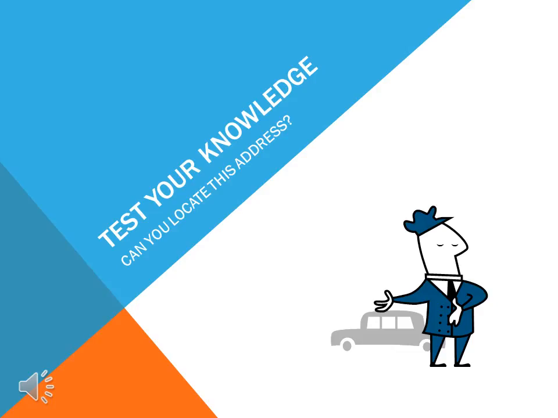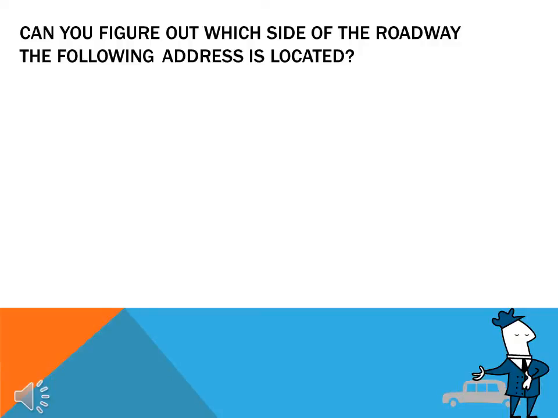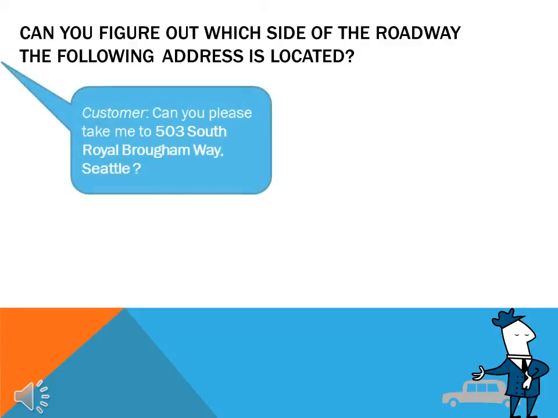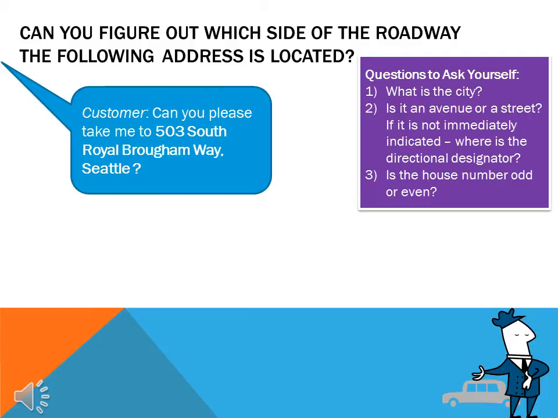Test your knowledge. Can you locate this address? Can you figure out which side of the roadway the following address is located? Let's hypothetically say a customer asks you to take them to 503 South Royal Brom Way, Seattle. Take a few moments to read the questions that can help you narrow down your search.